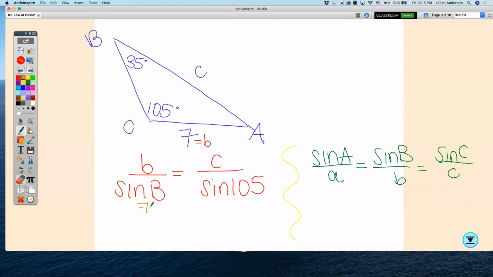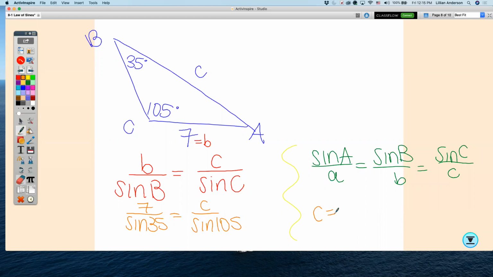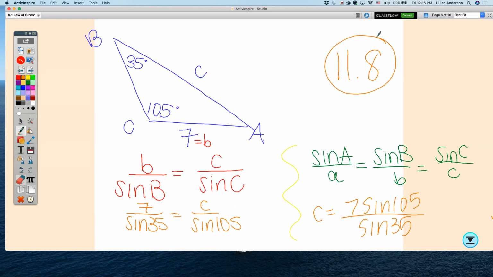So we plug in. That's going to be 7 over the sine of 35 equals C over the sine of 105. So this is how we should have set up this problem. Cross multiplied and divide, you should have ended up with C equaling 7 times the sine of 105 divided by the sine of 35, which is what? 11.8. So if you didn't get 11.8, look back and see if you set it up the same way.